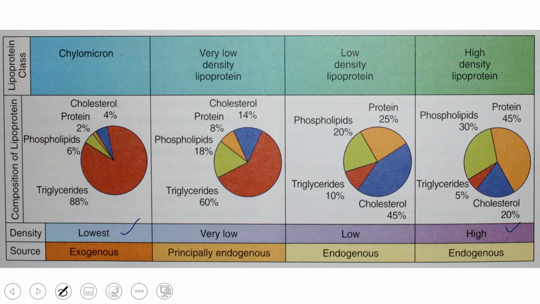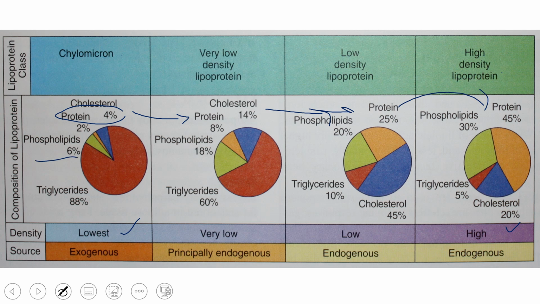If protein content increases, density increases. In chylomicron, the protein content is only 4%, so density is very low and size is large. Slowly, protein content increases from 14 to 25%, then 25 to 45%. So size decreases as protein content increases, and density increases. The question was on phospholipid.